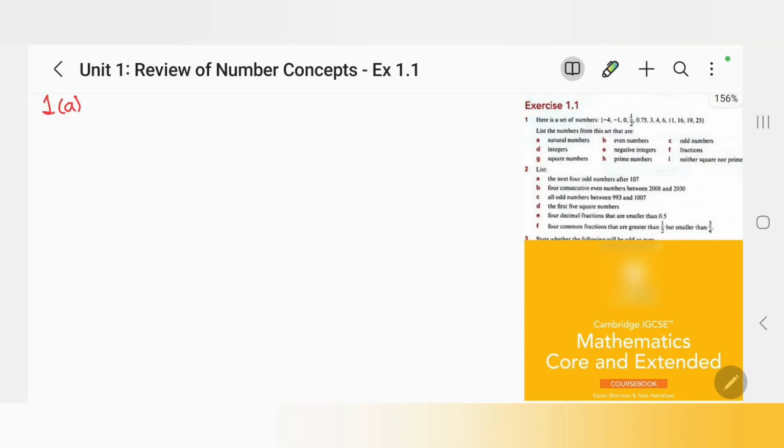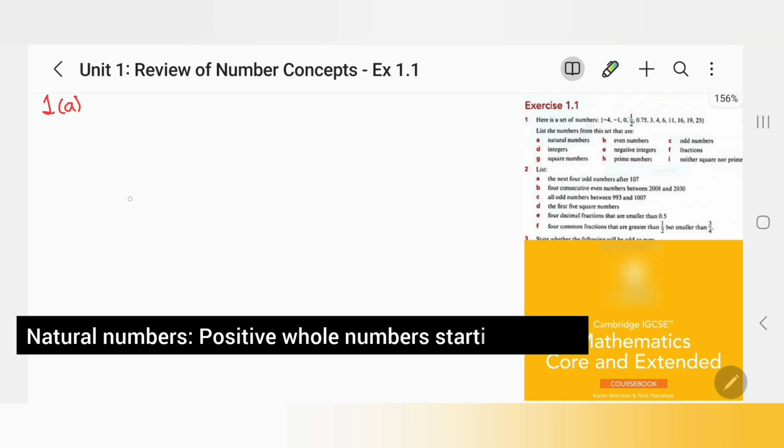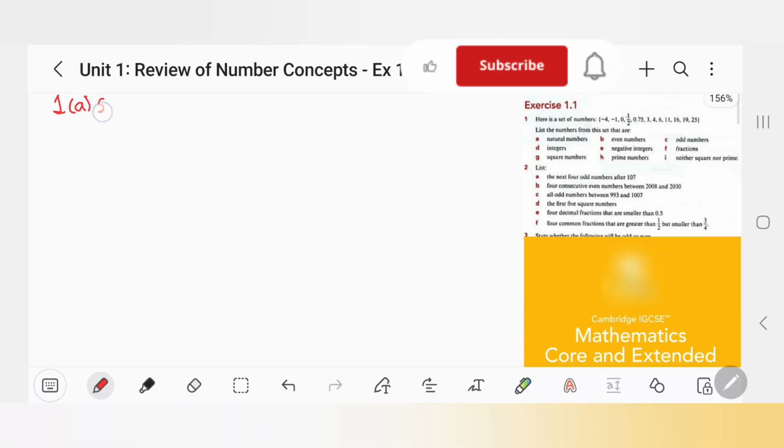Students, today we are solving exercise 1.1 from the book Mathematics Core and Extended of Cambridge IGCSE, which is the latest edition. And here we are solving from exercise 1.1 question number 1. So in 1a they are asking write a set of only natural numbers. So keep in mind, when we talk about the natural numbers, we don't write 0 in it, and we don't add any negative value in it, and also we don't add any fractional or decimal number in it.